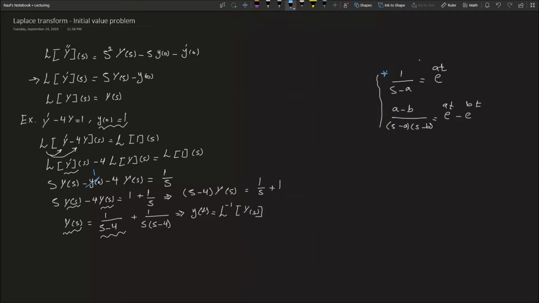Here we have 1 over s minus 4, so that should be e to the power of at. A here is 4, and note that it is 4, not minus 4. The minus is part of the form, so you can represent that in terms of t to be e to the power of at, or e to the power of 4t, plus, in the same manner, we can say plus 1 over 4 multiplied by e to the power of 4t minus 1.